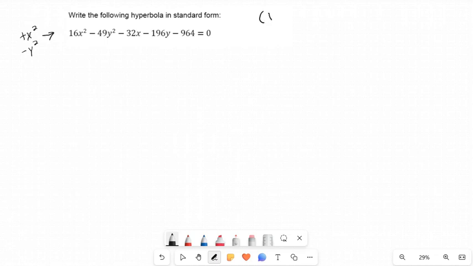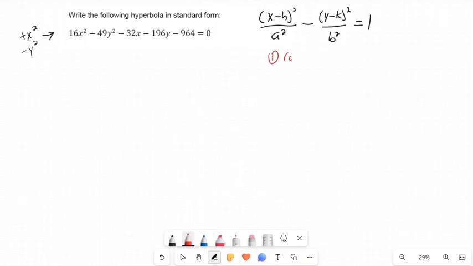The general form for that type of hyperbola, you would look up and you get this. All right. In analyzing this, number one, complete x and y squares. And number two, equals 1 on right side. It's basically our two goals to get this equation into standard form.